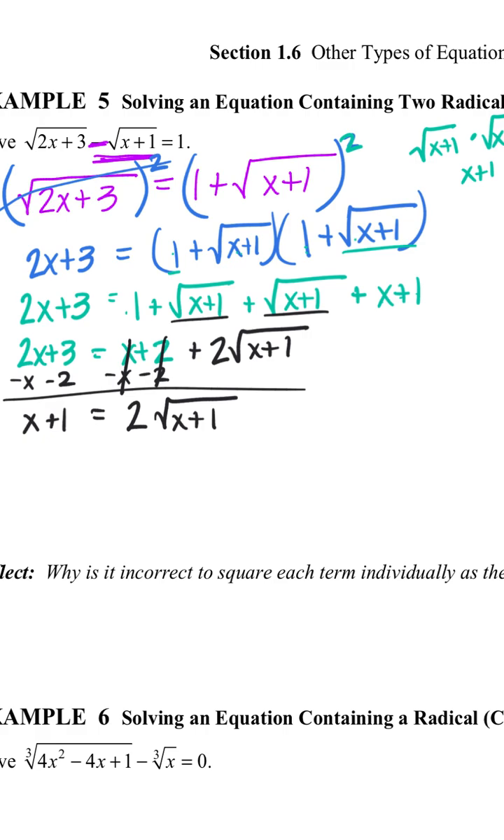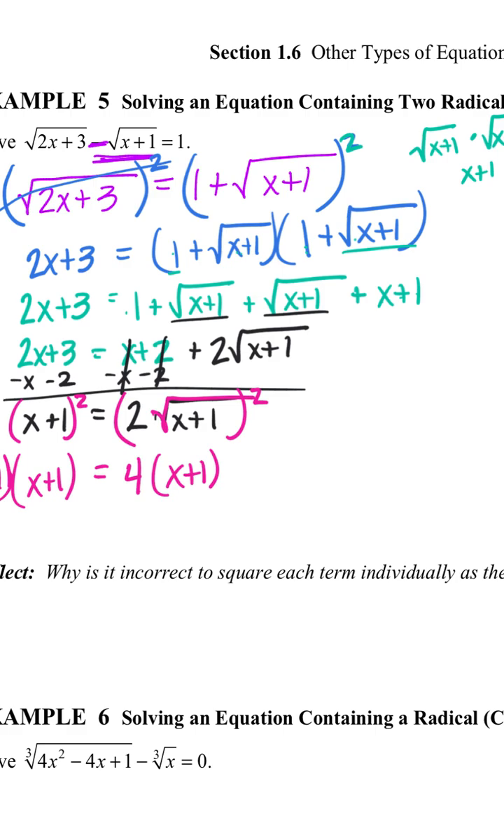So now I need to square it again. So now I've got x plus 1 squared, times x plus 1 equals 2 squared is 4. And when I square this, it just becomes x plus 1. So you have to do it 2 times when there's 2 square roots because you have to get rid of both of the square roots.